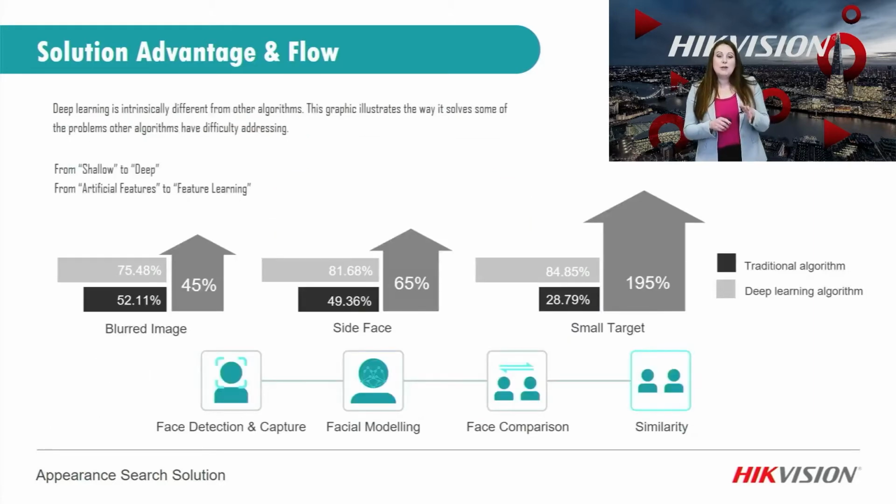Now, the deep learning algorithm used for appearance search solution is a little bit different from others. So this slide shows how we've improved the technology to resolve some of the issues that are often found. So we've been able to improve accuracy when an image is a bit blurry or when only the side of a face is captured by the camera rather than the whole of the face, or if the target is very small and there are not many pixels on target. All of this improves and enhances the accuracy for the solution.